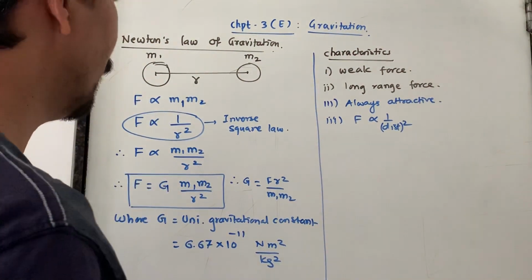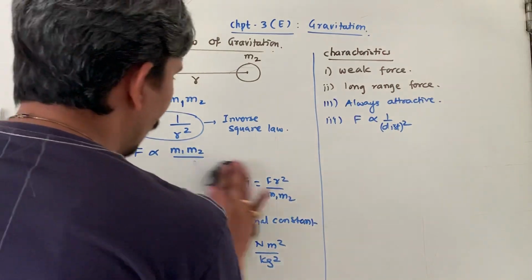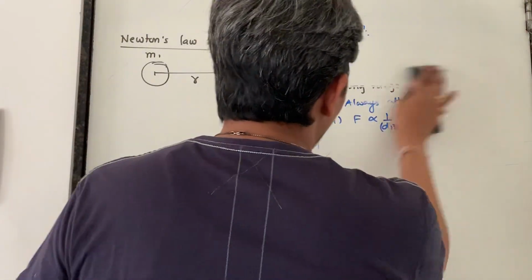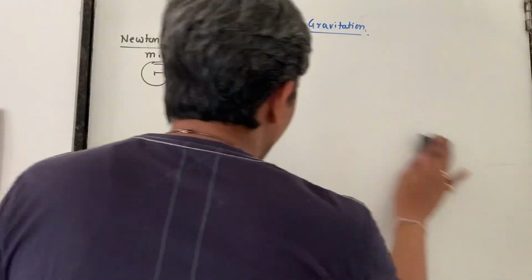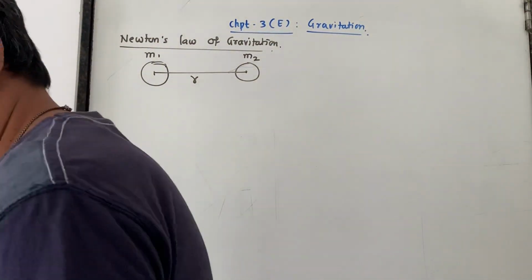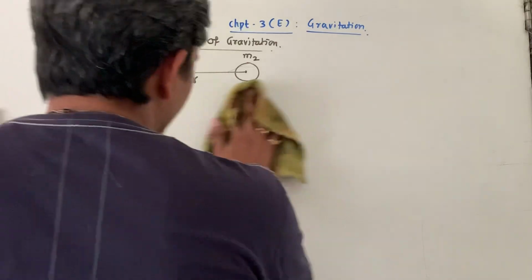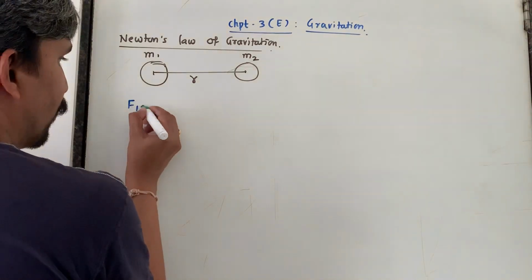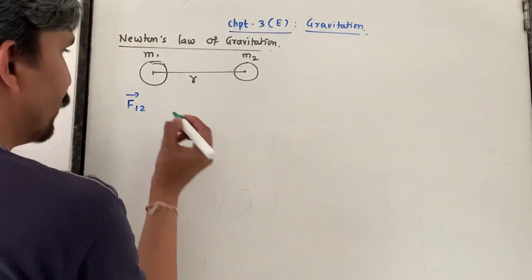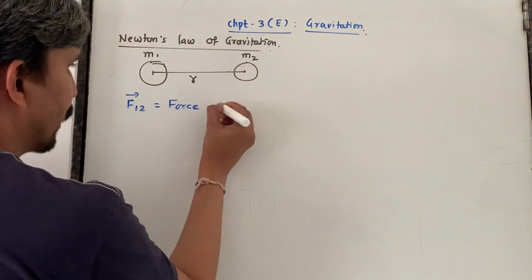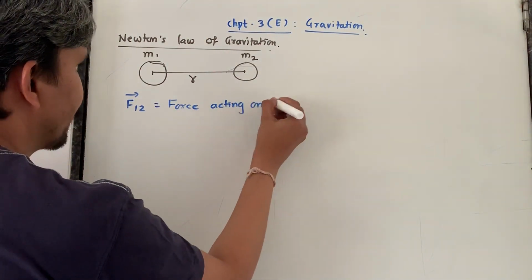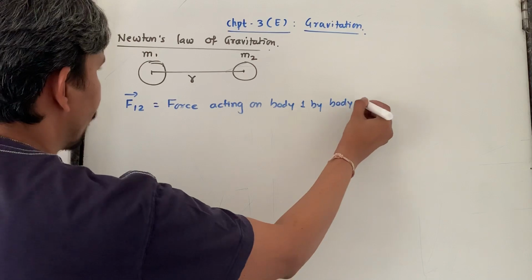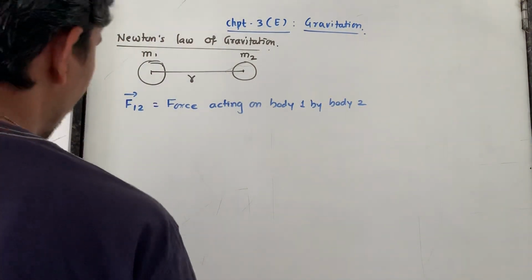Now we'll go with the next part, that is how small g and capital G are related. And there is one more thing related to this part in the same chapter. There is a term called F12 bar. What is F12 bar? That is the force acting on body 1 by body 2.